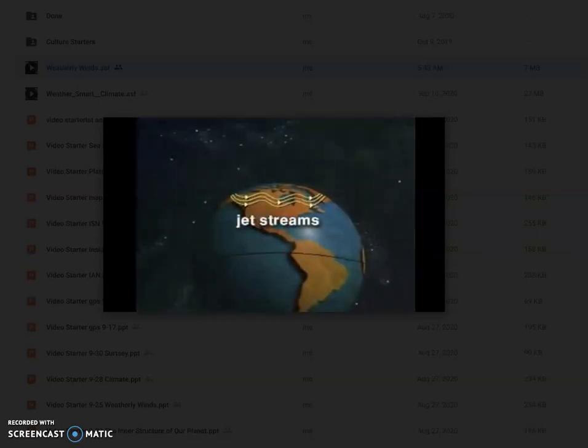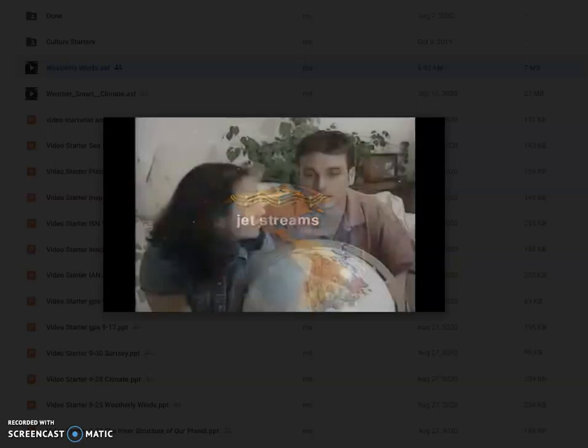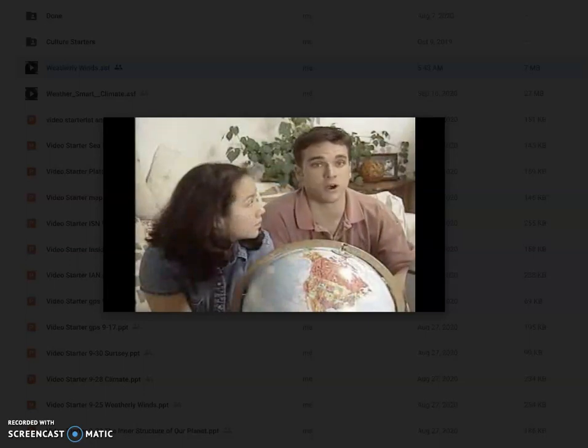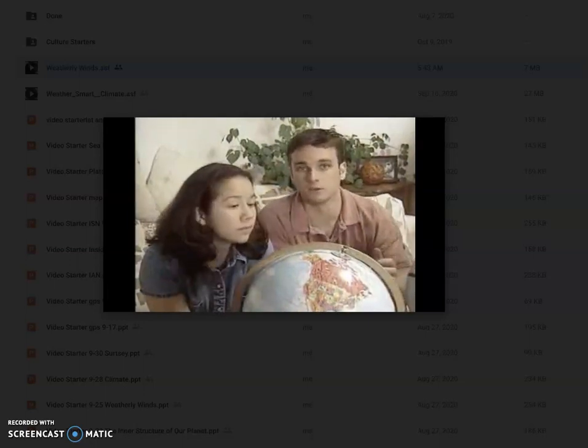Jet streams in the upper atmosphere zigzag around the globe at extremely high speeds. They transfer heat from the tropics to the poles. And cold air from the poles to the tropics? Exactly. That's a huge system for transferring hot and cold air around the globe.